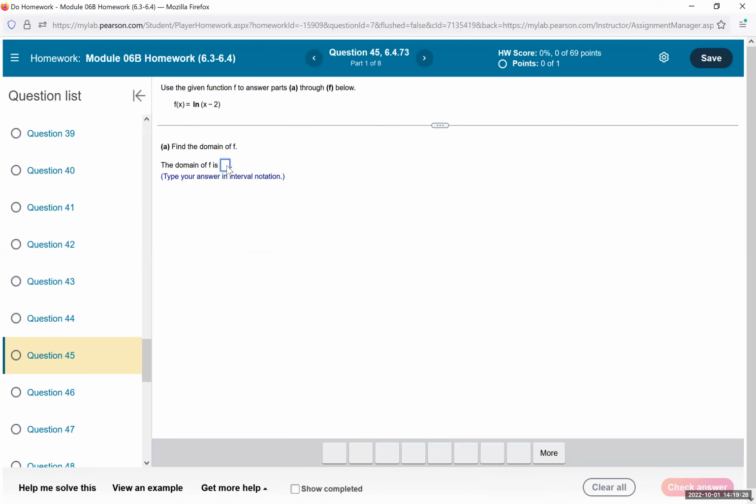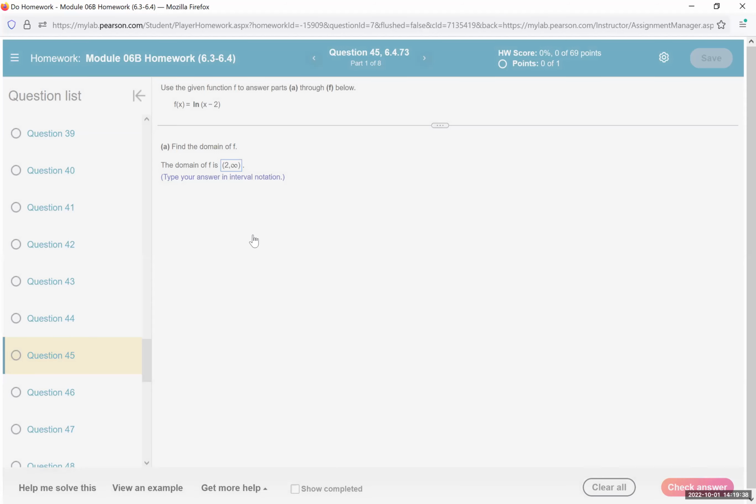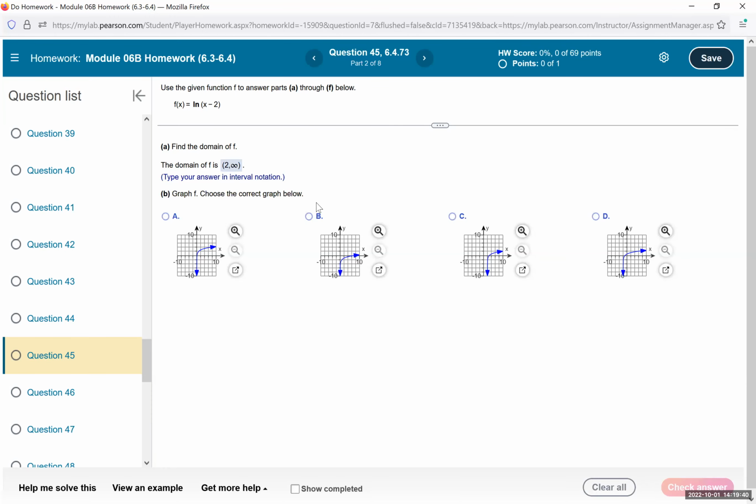So the domain is going to be 2 comma, and then we use the infinity symbol down here. All right, we're going to check our answer. Excellent. Gives us some positive feedback, which is nice. Now we're going to select the graph.